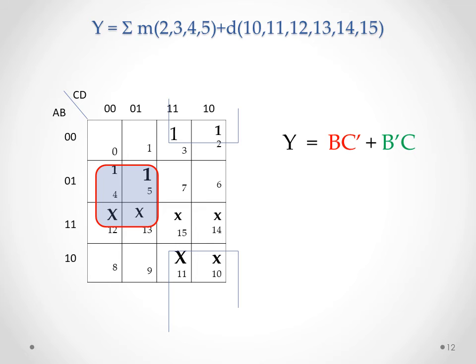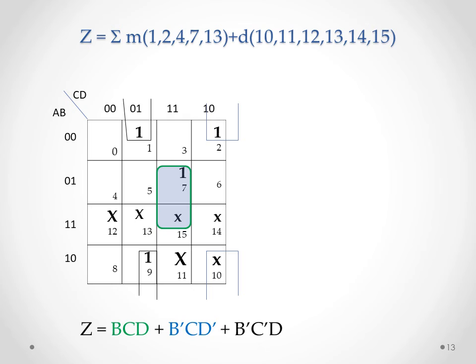This is the sum of minterm expression for output Y. Now these two ones are grouped into 4 cells, and these ones are grouped into another 4 cells. So the logical expression for this group is B, and the common term between these two is C bar. The expression for the other combination is B bar, and the common term between these two is C.